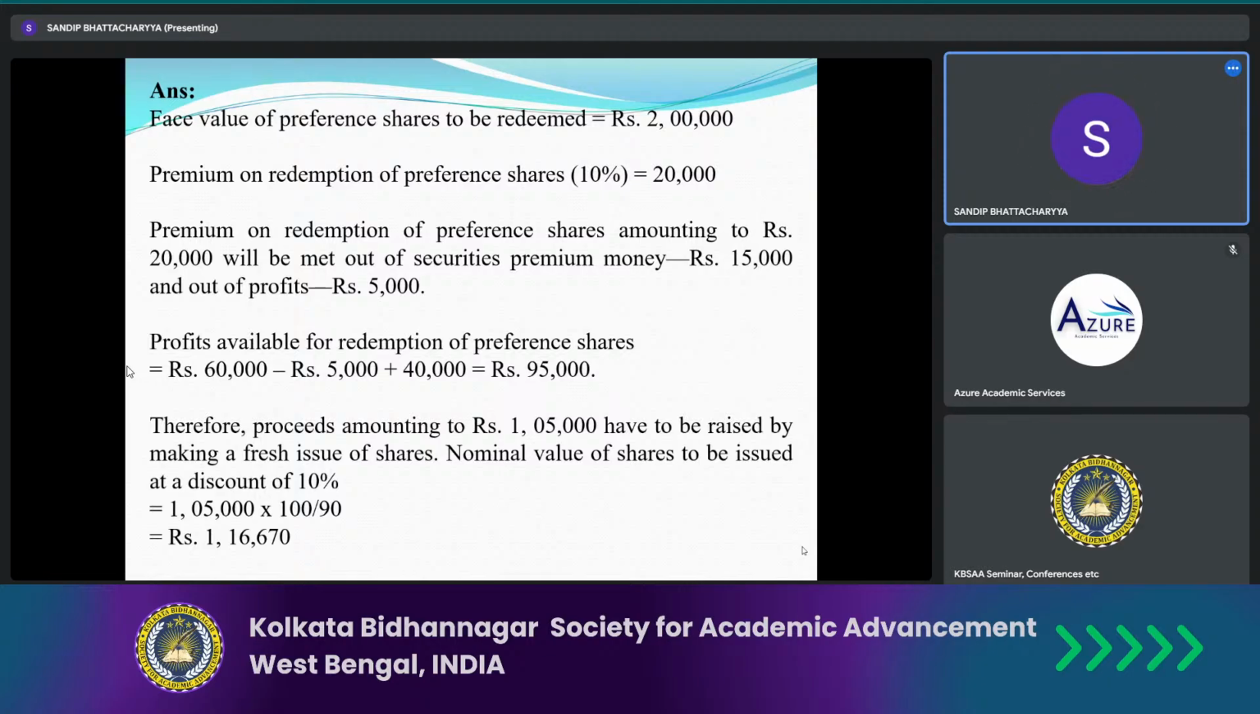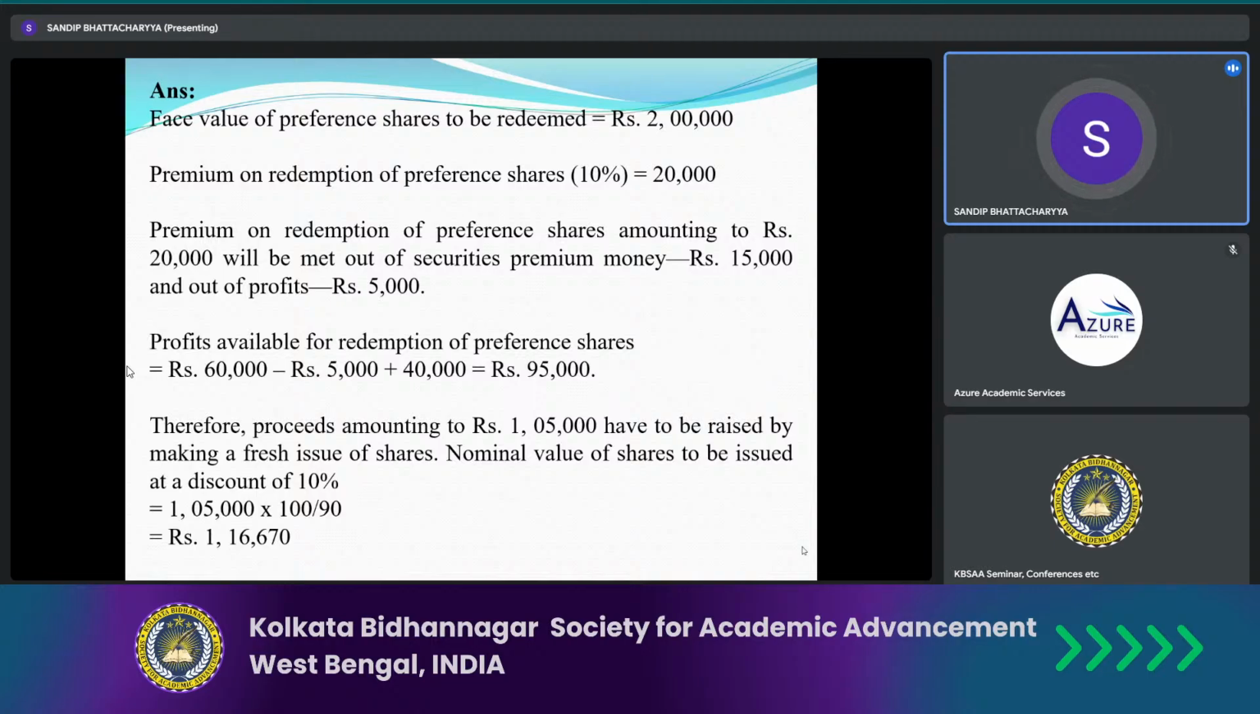I repeat this once again. Face value of preference shares redeemed is 2 lakh. But the divisible profits available are 95,000. So what will be the fresh issue amount? The fresh issue is 2 lakh minus 95,000, that is 1,05,000.